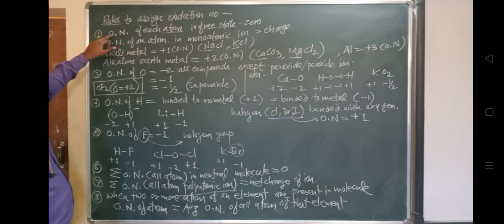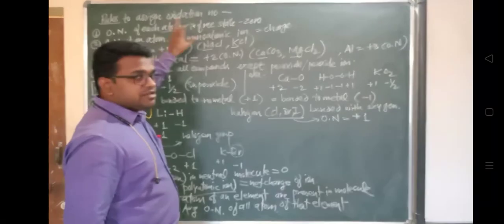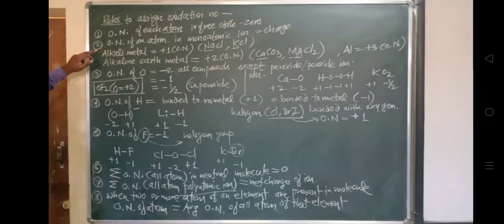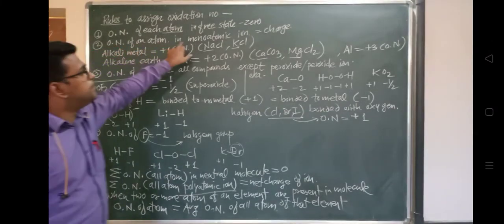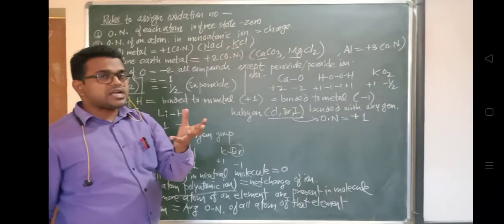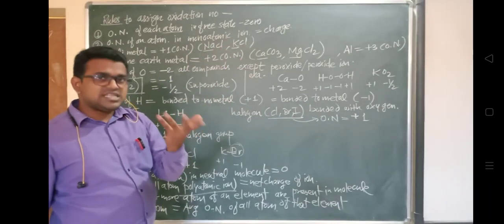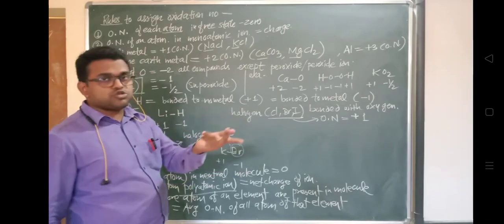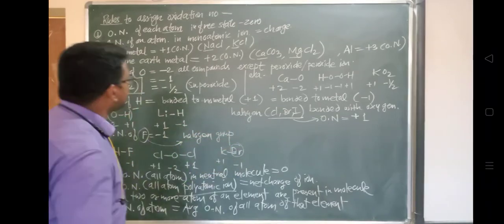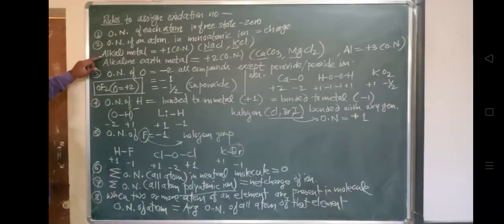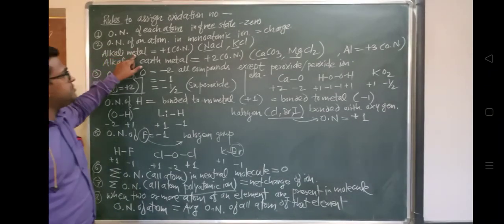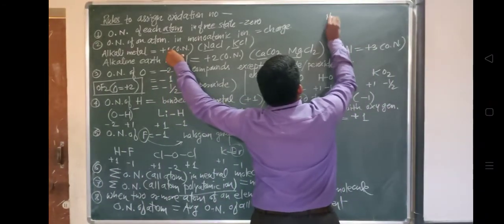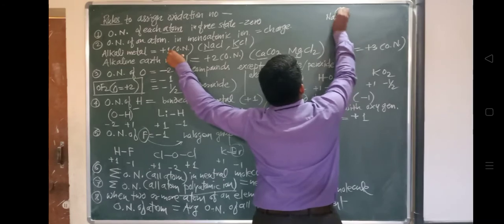Oxidation number of each atom in free state will definitely be 0, because free state mein hai, 0 rahega wo. Then oxidation number of an atom in a monoatomic ion. Monoatomic means a single atom, mono means single, atomic एक ही atom है, तो उसके ऊपर जो चार्ज रहेगा वही उसका ऑक्सीडेशन नंबर आएगा. Then in case of alkali metal, +1 ऑक्सीडेशन नंबर, सोडियम. So in sodium chloride we write Na plus and Cl minus.